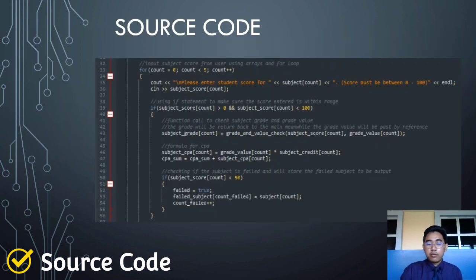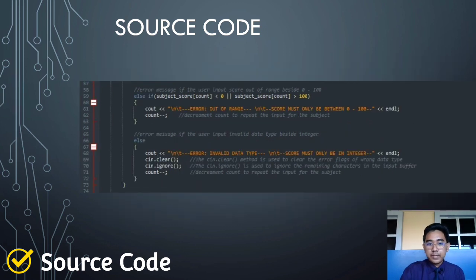And then here's where we get the score from the user using a for loop and array. And then here, if the score entered is out of range, below 0 or exceeding 100, it will show a message. If a different data type is entered, it's also going to display an error message and clear the error.